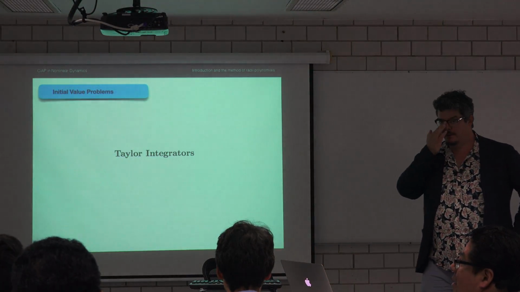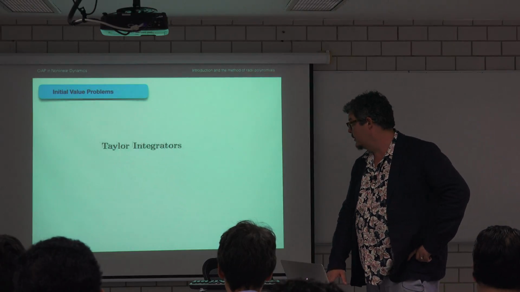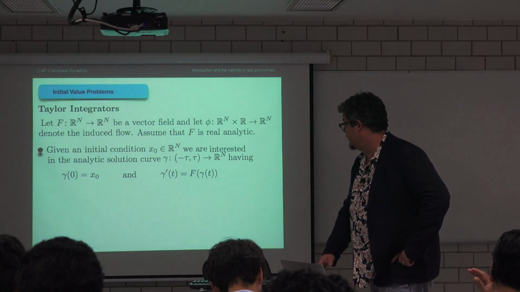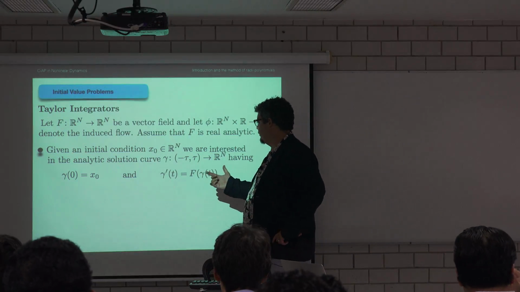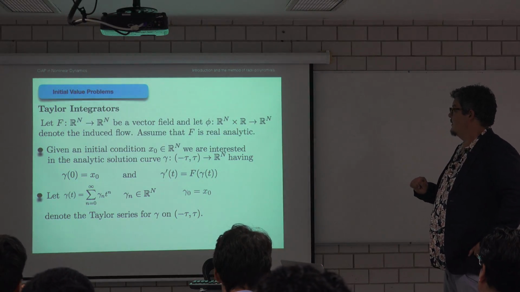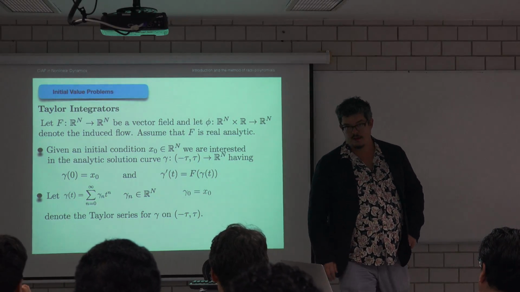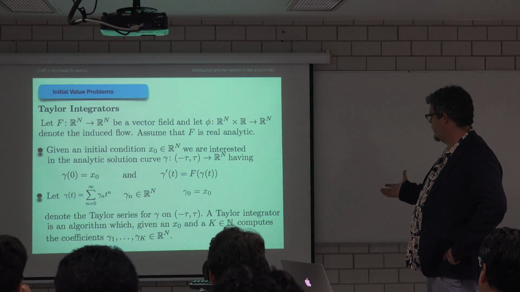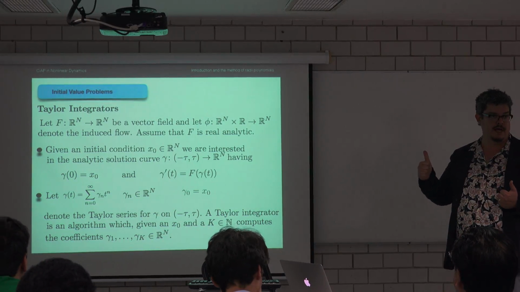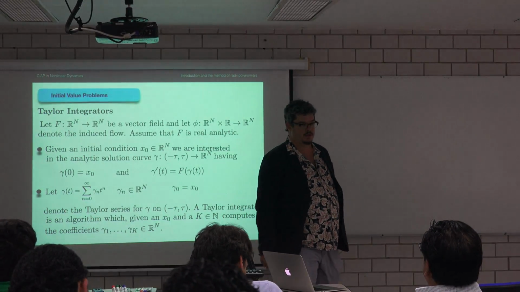Okay. So the first problem I want to talk about now is what people refer to as a Taylor integrator. So what's the Taylor integrator? I have a vector field, let's say real analytic, and an initial condition. So there's a real analytic solution curve satisfying the differential equation. It has a power series expansion. The 0th coefficient of the power series is the initial condition. I'd like to know the rest of the Taylor coefficients. So a Taylor integrator is just an algorithm which, given an initial condition and an order k to which you'd like to compute, should return these coefficients to you, to whatever order you wish.